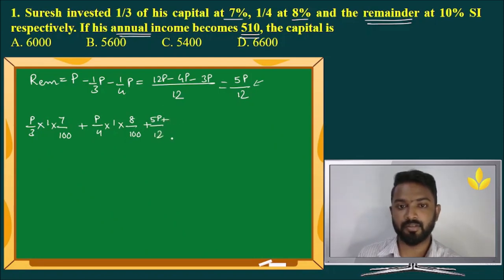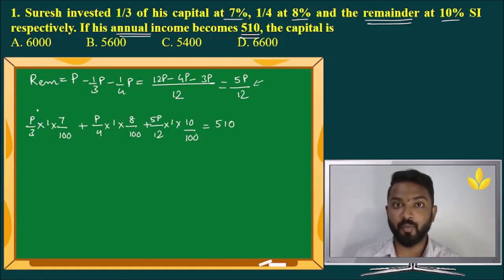plus, multiplication. Again, the time is 1 year and the rate is 10%. 10 by 100. This is equal to the final interest, that is 510. Now, all we have to do is solve for P. We have one equation and one unknown. We can easily solve it.